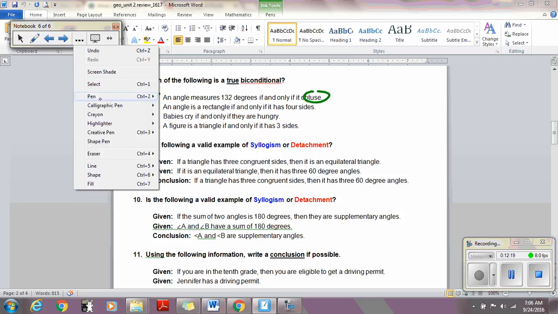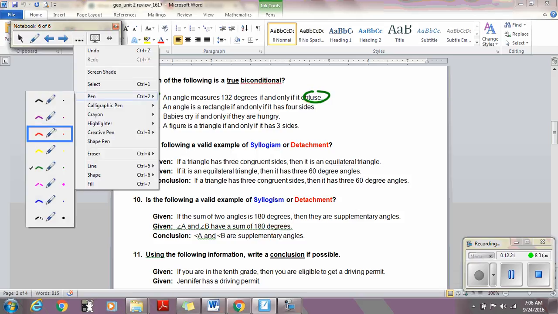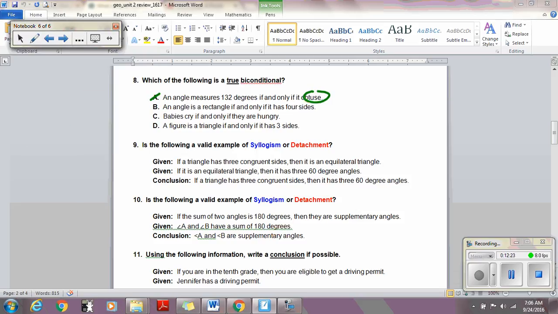Choice B says an angle, I think that should have said a figure, not an angle. So excuse that typo. But let's use figure. A figure is a rectangle if and only if it has 4 sides. That is a true statement because we know rectangles have 4 sides.